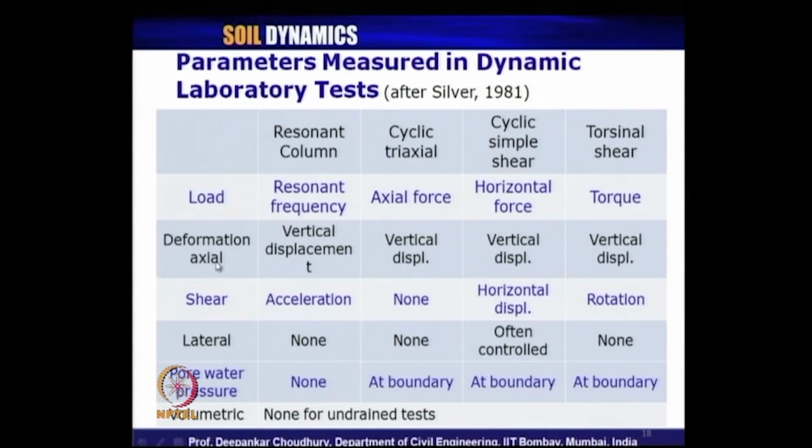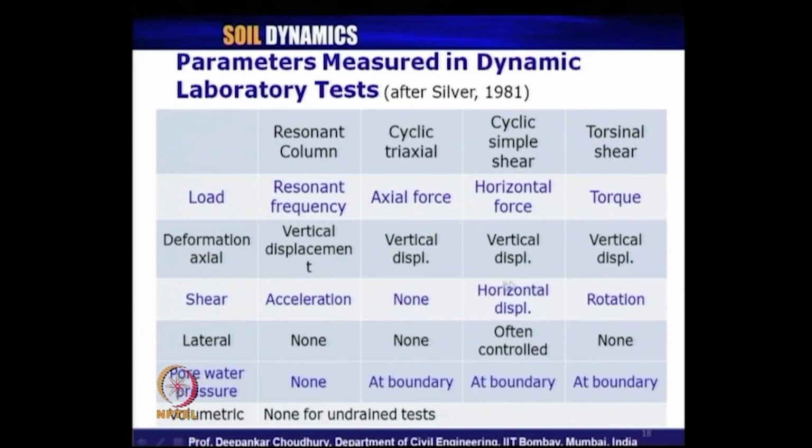Regarding the deformation, axial deformation, for resonant column test, we measured the vertical displacement. In cyclic triaxial test also we measure vertical displacement. In simple shear test also we measure vertical displacement, and as well as in torsional shear test also we measure vertical displacement. Regarding the shear, in resonant column test, it is measured through acceleration. In cyclic triaxial, we do not measure shear.